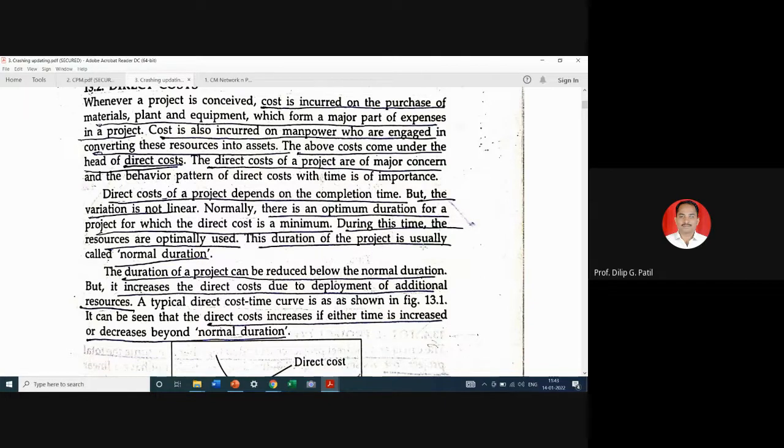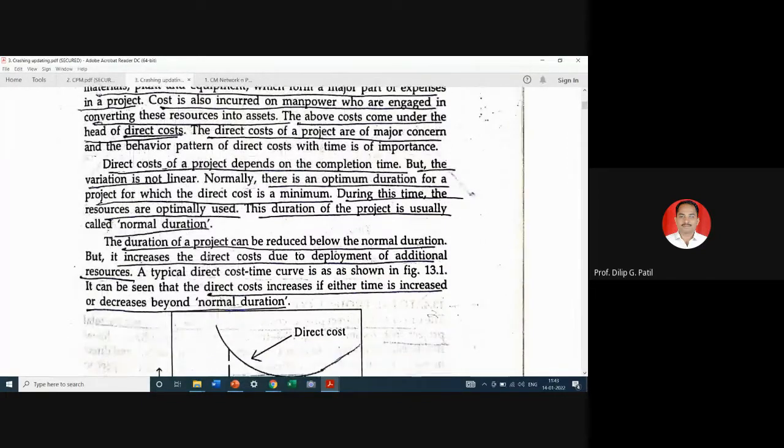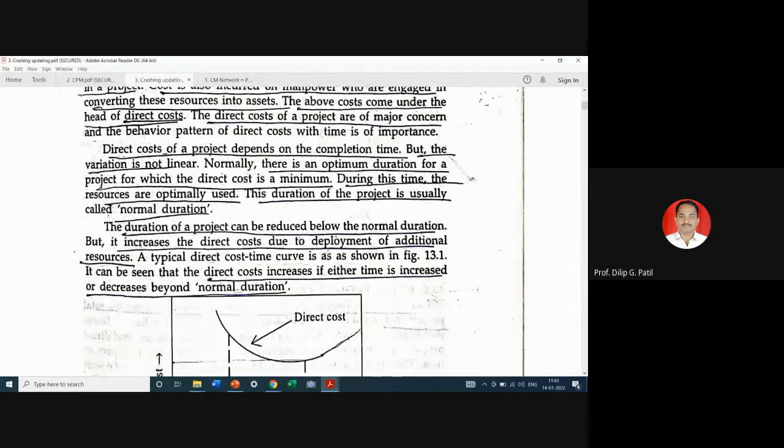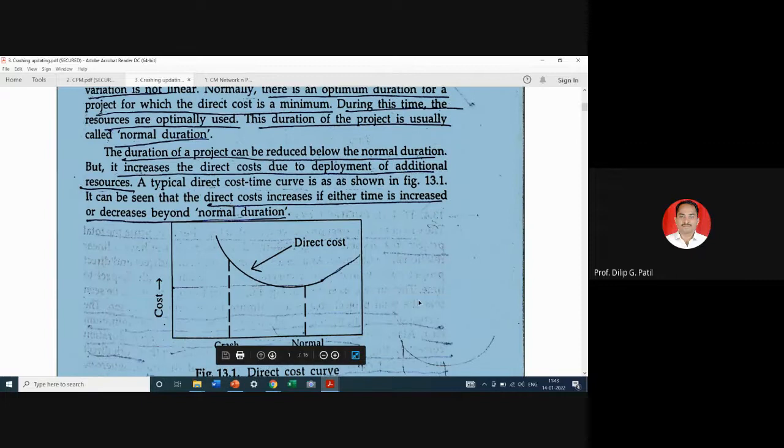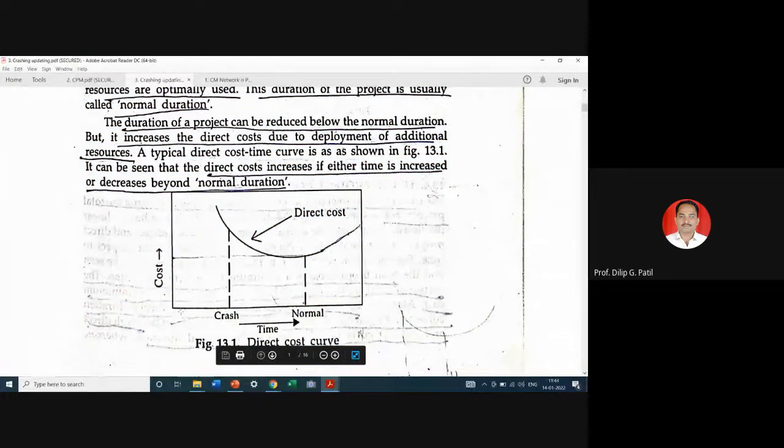During this time, the resources are optimally used. This duration of the project is usually called normal duration. The duration of a project can be reduced below the normal duration. It increases direct cost due to deployment of additional resources. A typical direct cost time curve is as shown. It can be seen that direct cost increases if either time is increased or decreased beyond the normal duration. So this is the total cost, direct cost and its duration.